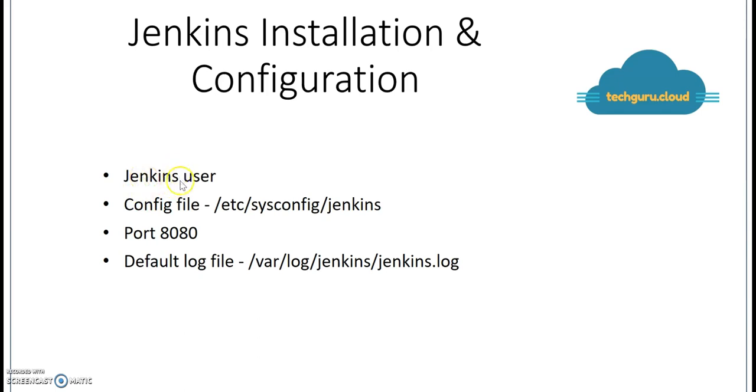And with these steps, a Jenkins user is created. The config file for Jenkins is /etc/sysconfig/jenkins, where all the configuration details are stored. The default port on which Jenkins listens is 8080. And the default log file is /var/log/jenkins/jenkins.log. So if you have to troubleshoot, you can just go to this log file and take a look at the logs.